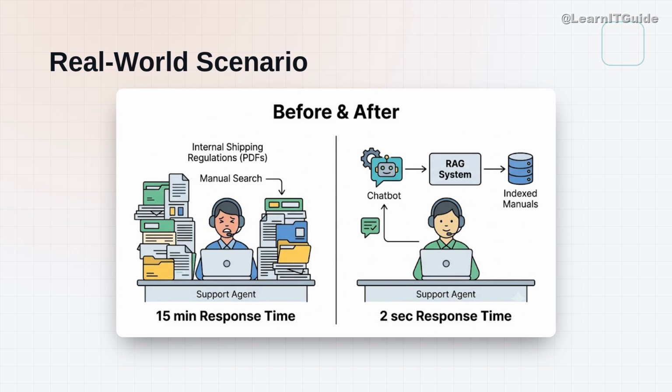Think about the impact. That is a 40% improvement in throughput, which saved them thousands of dollars and significantly reduced agent burnout during their busiest time of the year.